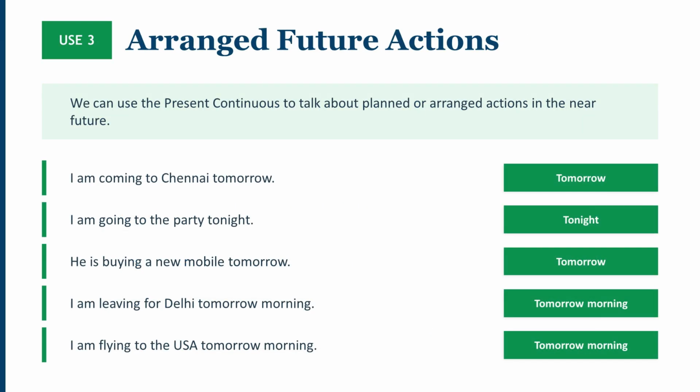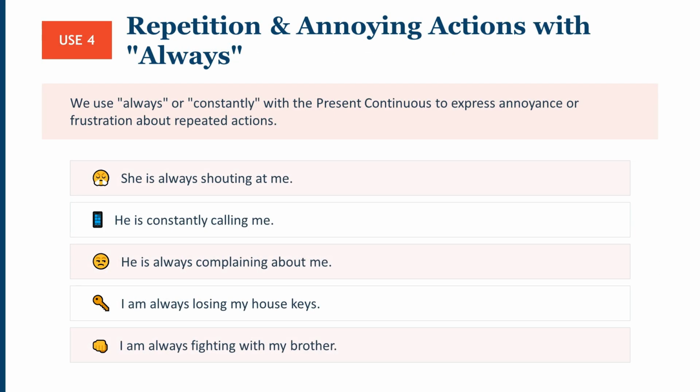Use number 3 is a very interesting one. We can actually use the present continuous tense to talk about future actions that are already planned or arranged. For example, I'm coming to Chennai tomorrow. I'm going to the party tonight. He is buying a new mobile tomorrow. I'm leaving for Delhi tomorrow morning. I'm flying to the USA tomorrow morning. Notice that these sentences talk about the future, but we are using the present continuous tense because these actions are already planned and arranged.